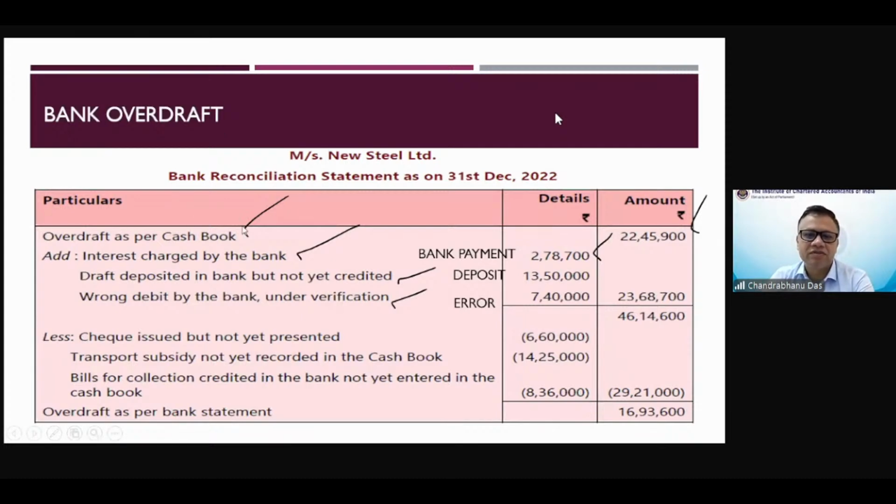Yes, I'll take short questions only, because once we complete today, we'll go to inventories. Yes, Pranab, be quick. Please ask your query quickly.